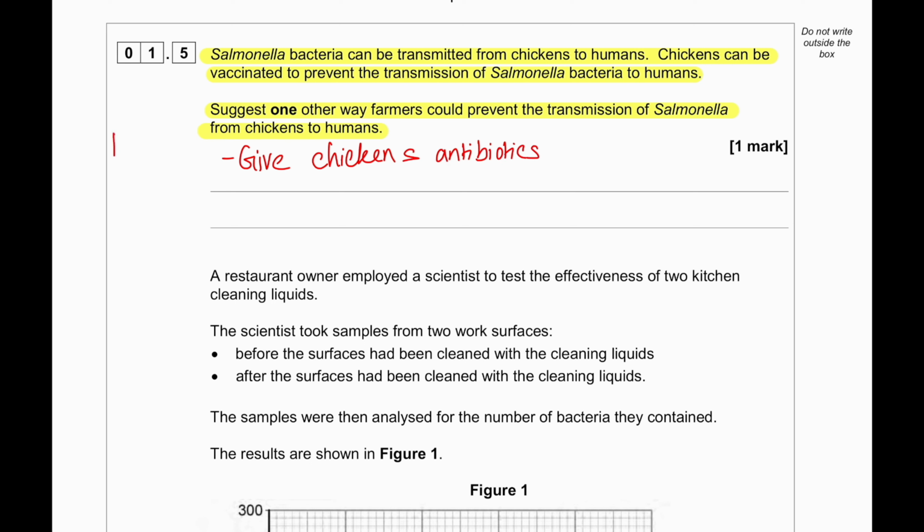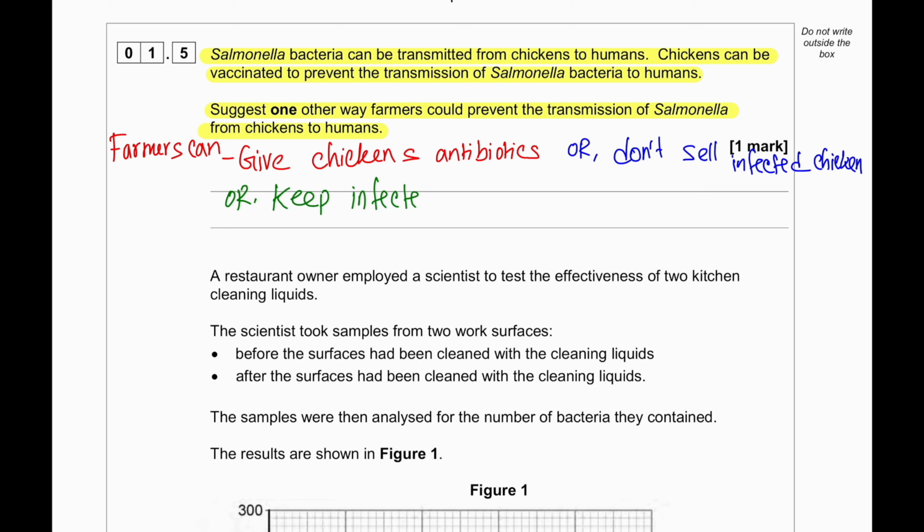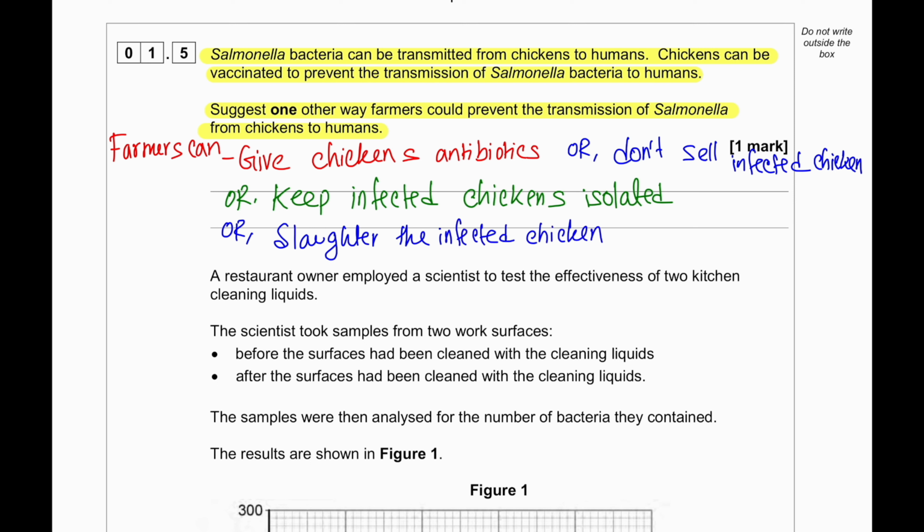The other thing the farmer can do is not sell the infected chicken or the infected chicken eggs to the public, so that people don't get sick by eating those infected products. The farmer can also keep the infected chickens isolated indoors so that they don't mix with other chickens and spread the Salmonella. The farmer can also slaughter the infected chickens, wash them with chlorinated water to get rid of the Salmonella bacteria, and thoroughly cook them before consuming them.